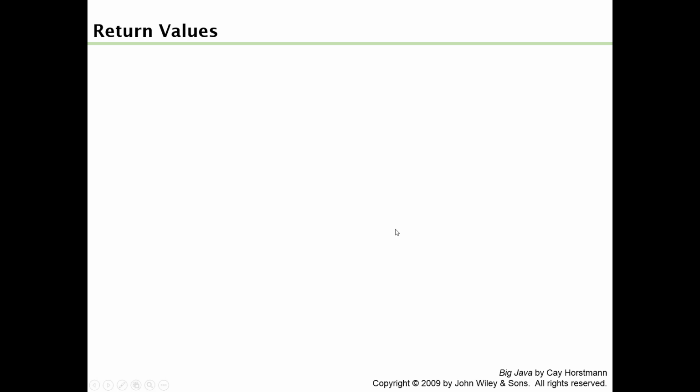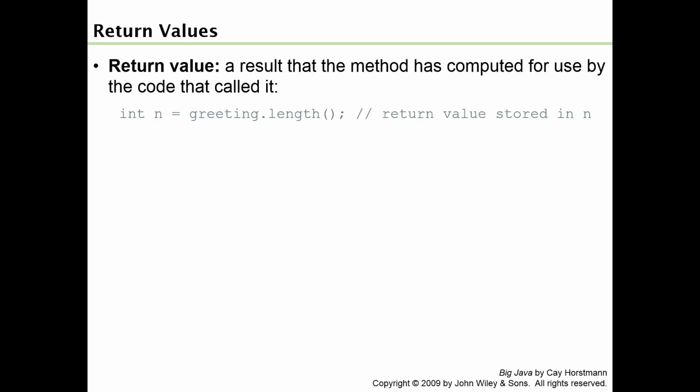Now, some methods return a value, and some don't. So we have to look at return values to get a complete understanding of what a method is and how it works. The definition: a return value is a result that the method has computed for use by the code that called it. Say you wanted to get the length of a string greeting like we did earlier. Length returns a value telling you how long it is, and you can assign that value to the variable n. Then you can use that n later in the code.